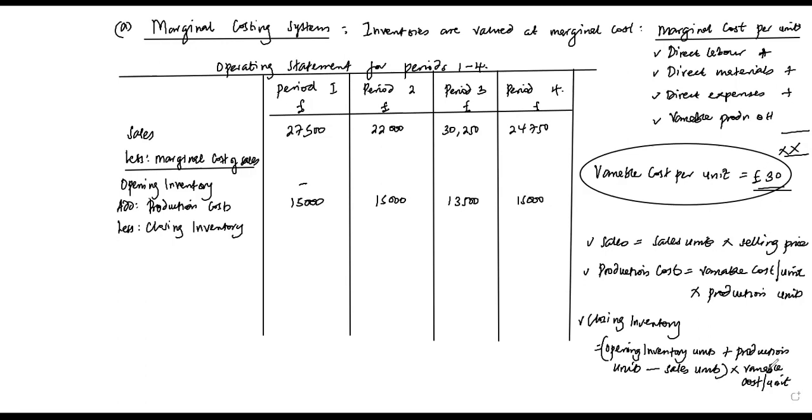So we look at the number of units you have produced. We have to look at the number of units at the start. We add the units you've produced during the period. Then we minus the units you've sold to see exactly the unsold units at the end of the period. Those unsold units, that is your closing inventory, and you value each unit at the variable cost per unit.